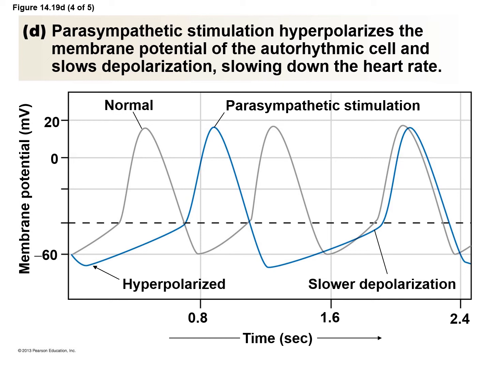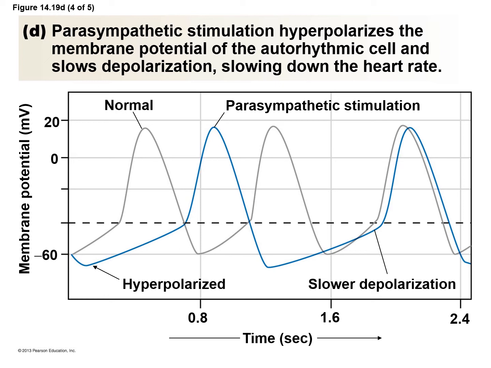Here we can see the gray line, which represents normal heartbeat or SA node depolarization, and we can see the blue line, which is parasympathetic stimulation. The activation of the parasympathetic nervous system and the release of acetylcholine onto the receptors of the heart causes the pacemaker cells to hyperpolarize, and by hyperpolarizing, it takes longer for those leak channels to actually cause it to reach threshold. This will cause a slowdown in heart rate.